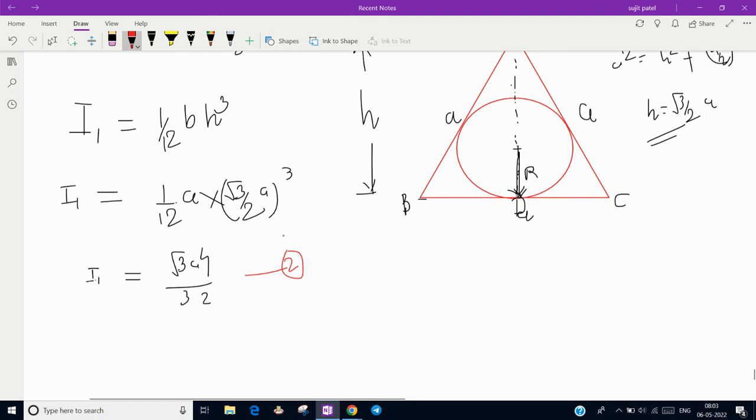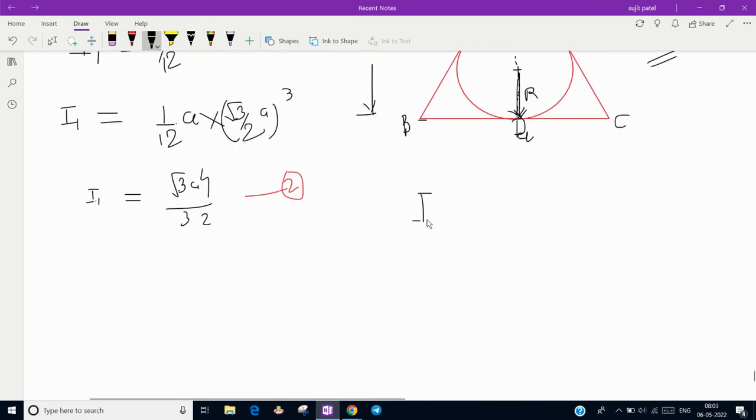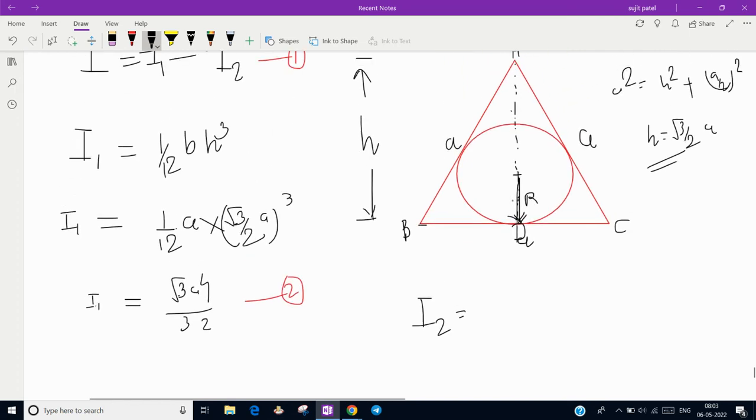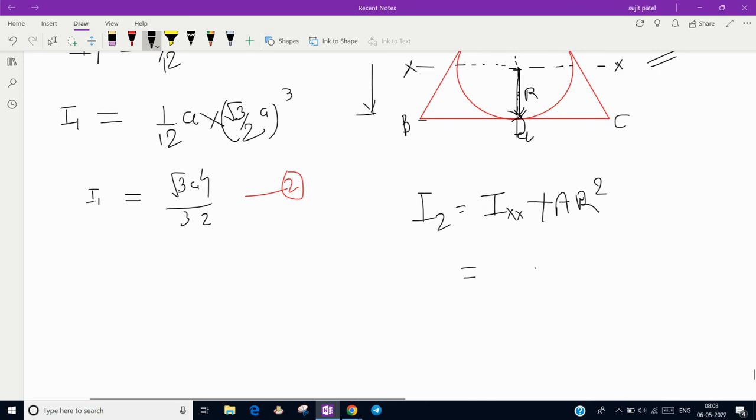Now what is the I2? I2 is the area moment of inertia of the circle about which axis? This BC. But we know the formula for the area moment of inertia about the center. Suppose this is XX. So we have to use the parallel axis theorem. So I2 will be IXX plus A h square. h is the perpendicular distance. So perpendicular distance is r. So plus A r square. So what is the IXX?